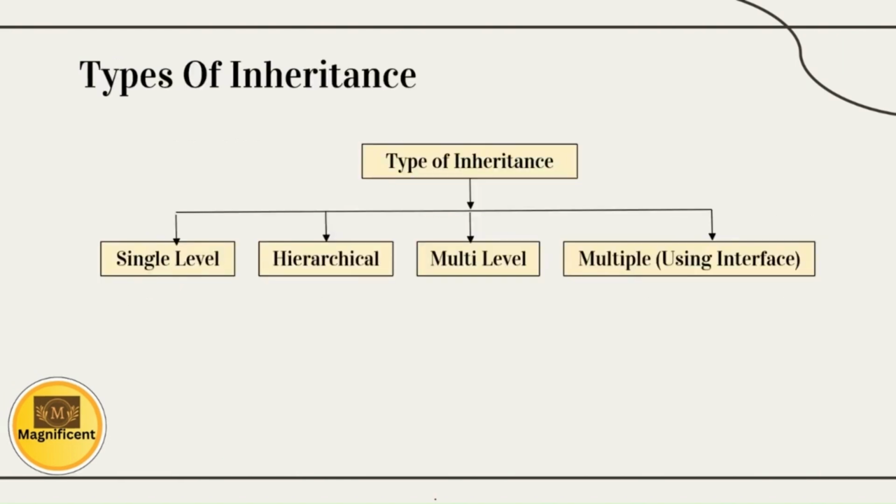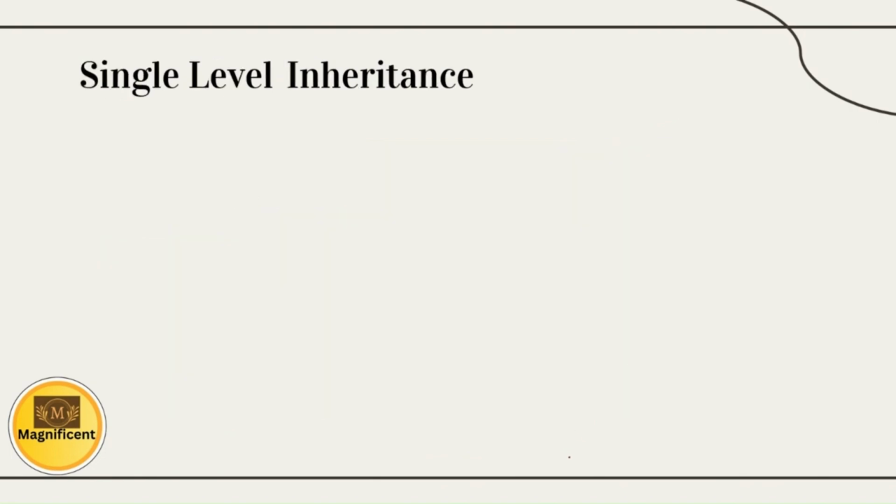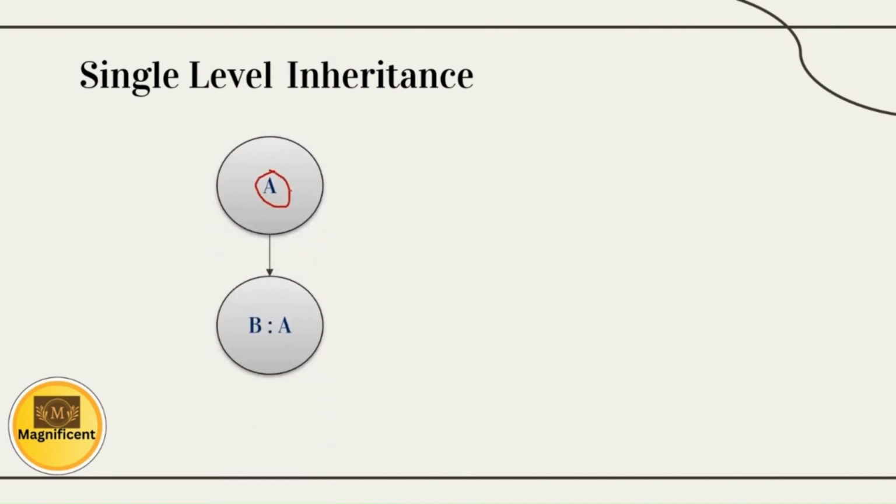So the types of inheritance: the first one is single level, the second is hierarchical inheritance, the third is multi-level inheritance, and the last one is multiple inheritance. Single level inheritance is nothing but having only two classes, one a base class and another a derived class. Here class A is inherited into B as a derived class. So B is a derived class.